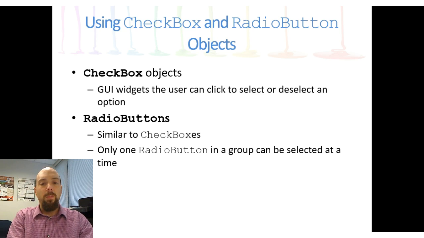We can use things like checkboxes, which you've probably seen before. This is where I give you a list of things and tell you to check each one that you want, and you can select as many of them as you want. And then we also have radio buttons, which are similar, but a radio button is something where you can only have one selected at a time. Now for these to work, we're going to have to put them inside of a group object.